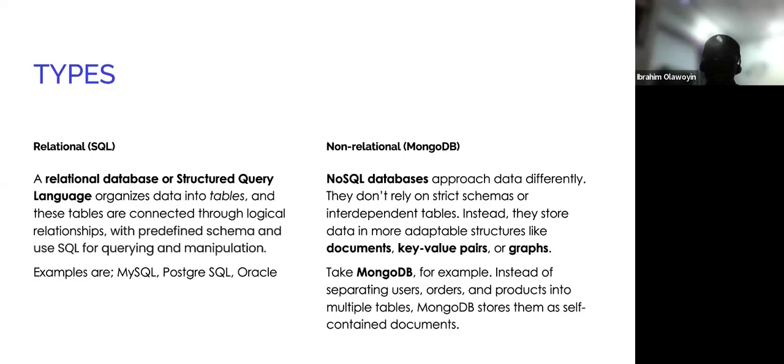For instance, with MongoDB, instead of separating users, orders, and products into multiple tables, it can just have a key value pair and have everything stored self-contained, with everything committed into the same storage. That is what makes it different from relational.